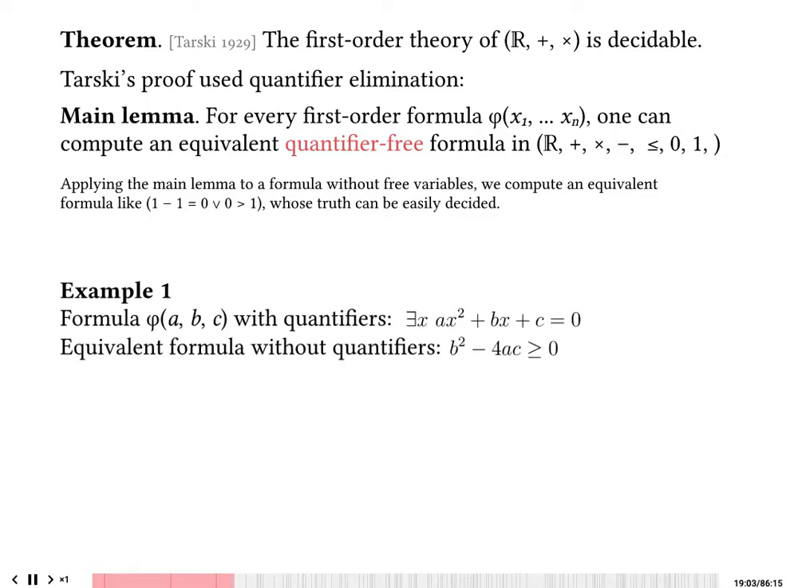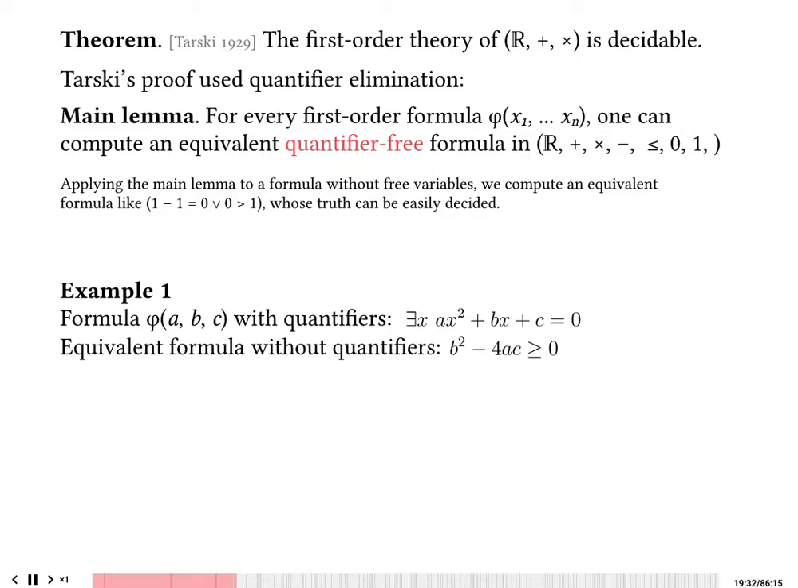So to illustrate the quantifier elimination phenomenon, consider the following school-like example, where you have a formula phi which has 4 variables. 3 of them are free, so a, b, c, and the fourth one, x, is bound, and the formula says that there exists a real number x such that ax squared plus bx plus c is equal to 0. So in other words, a, b, c represent a quadratic polynomial, and the formula tells you if the quadratic polynomial has a root or not.